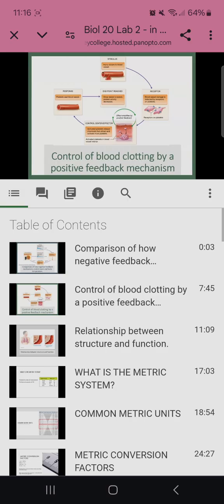Whatever is cut. So basically here we have positive feedback where more and more and more platelets are activated, right? And then the activated platelets in the blood seal the blood vessel. Now that the blood vessel is sealed, there's no more bleeding. Then we stop asking the platelets to get activated and clot the blood vessel. Okay, so this is an example of a positive feedback mechanism.